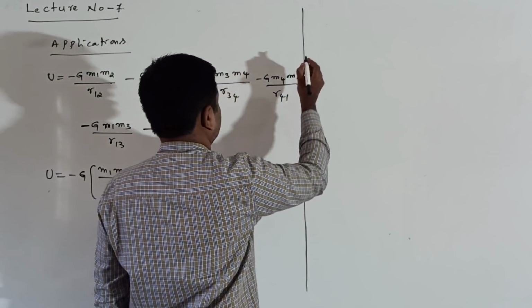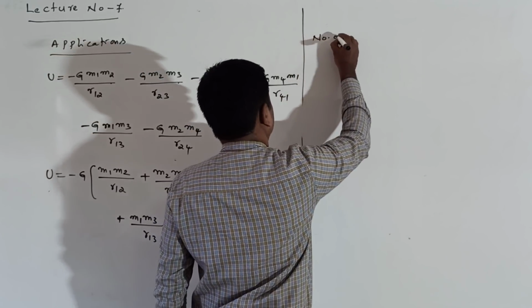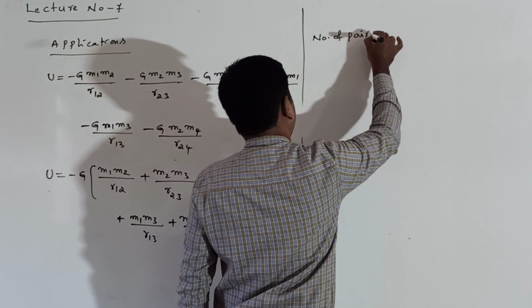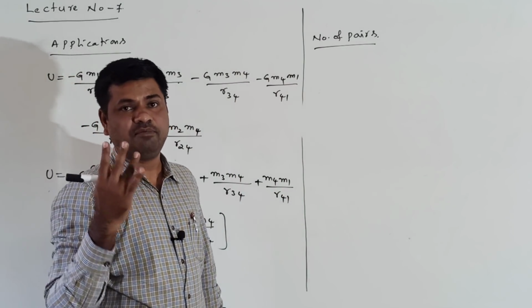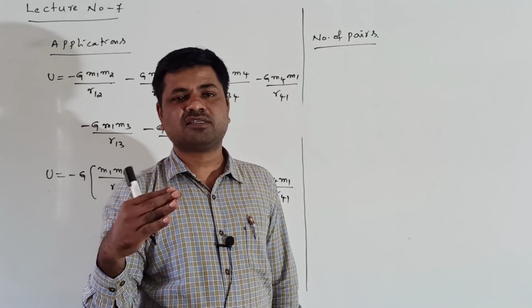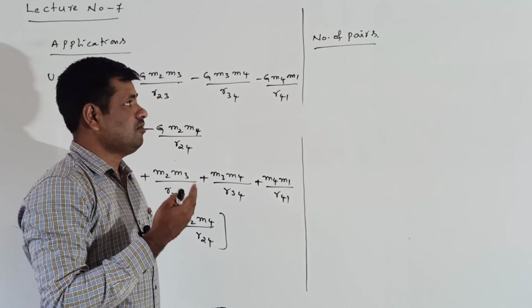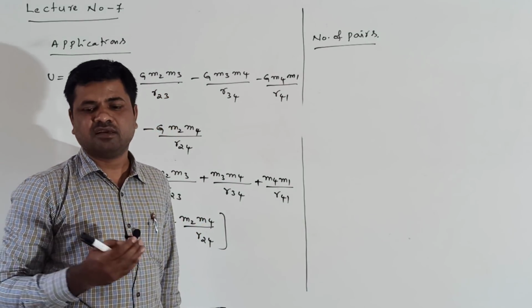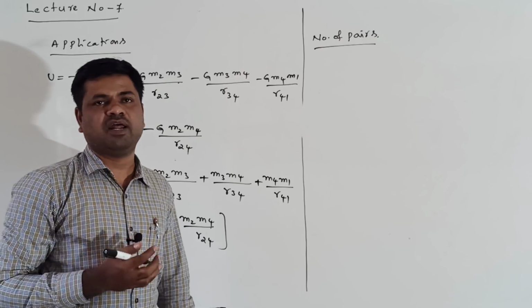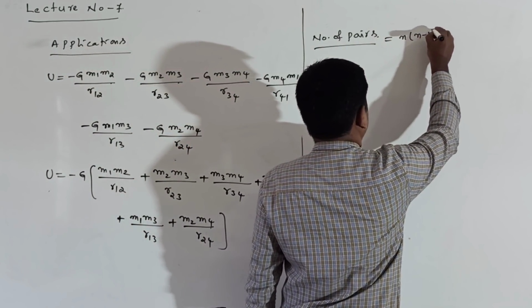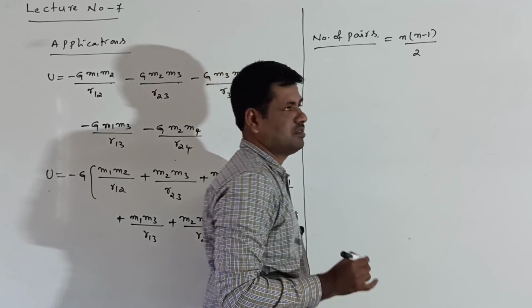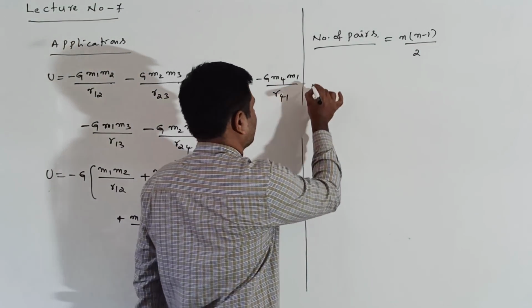Next I am writing here the number of pairs. How to find the number of pairs? 2 particle system, 1 pair. 3 particle system, 3 pairs are coming. For the 4 particle system, 6 pairs are coming. How can we find the number of pairs? Easily, one formula is there. That formula is equal to n into n minus 1 by 2. This is the formula. You can check here.